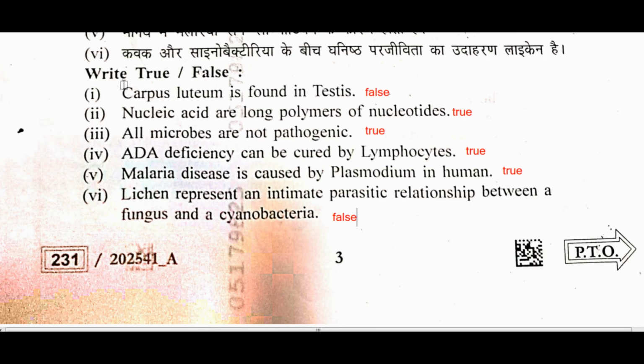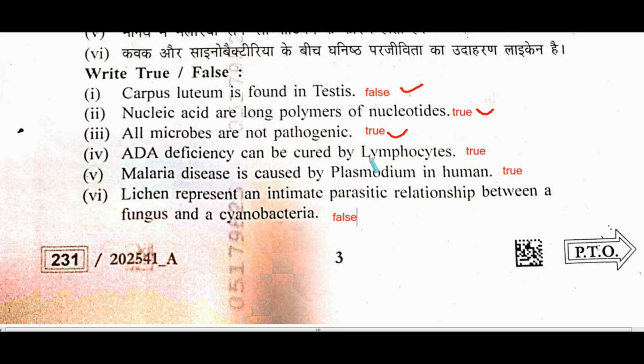The next question, write true or false. Corpus luteum is found in testis. False. Nucleic acids are long polymers of nucleotides. True. All microbes are not pathogenic. True.